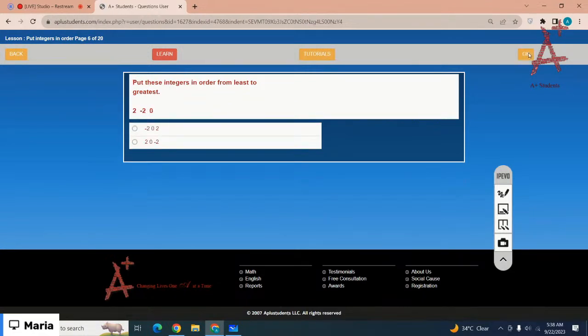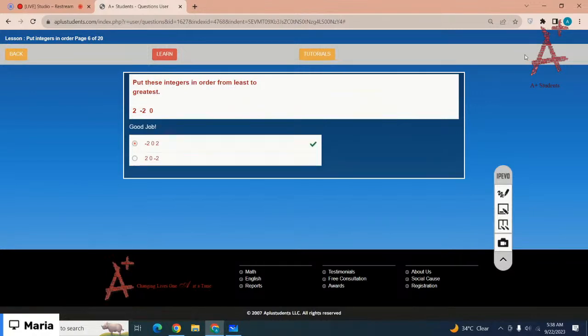Put these integers in order from least to greatest. So which is the correct option? The correct option is -2, 0 and 2, right? The correct option is negative 2, 0 and 2. Option number 1 is the correct option, right?